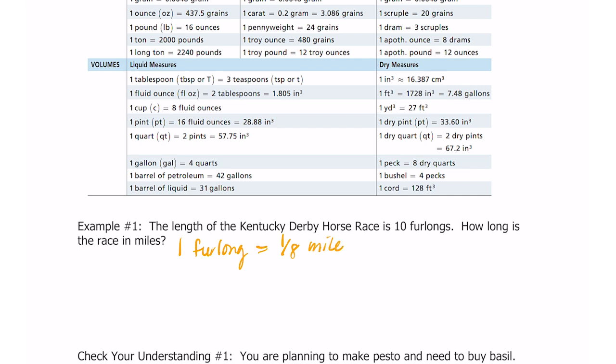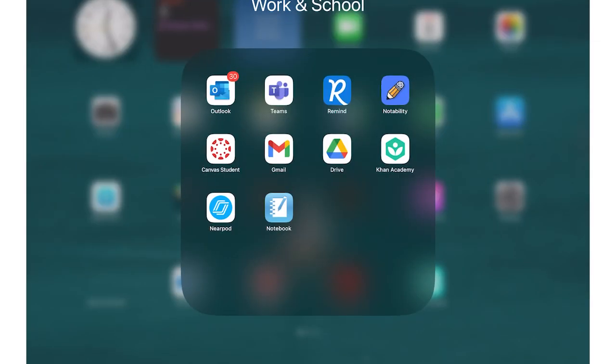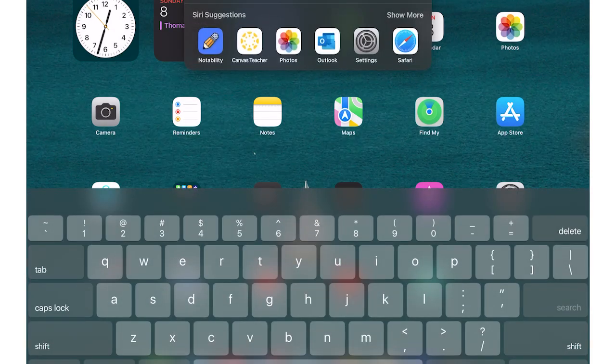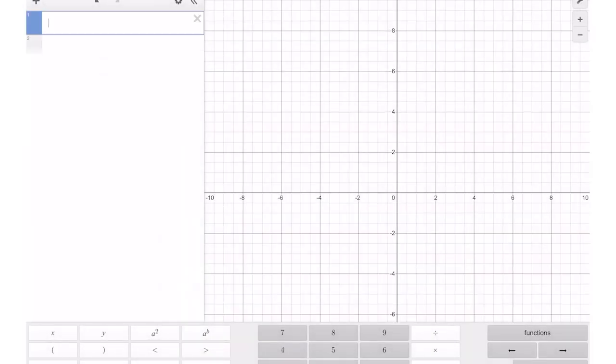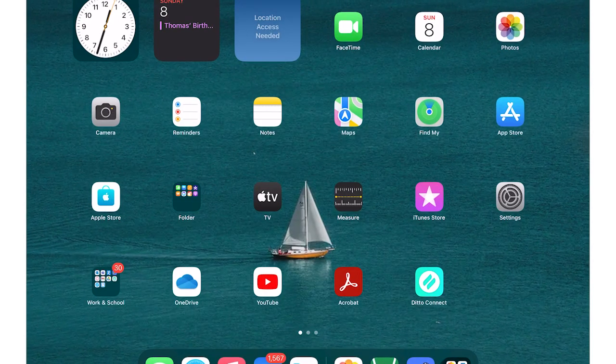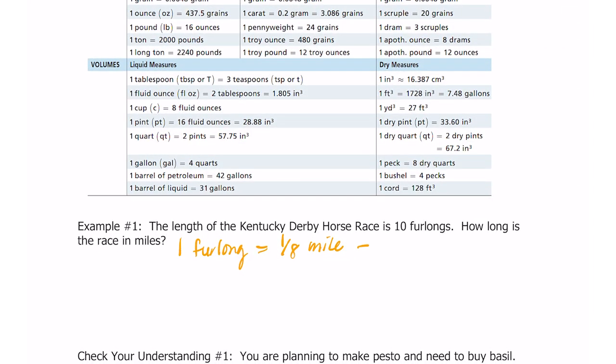And if you don't want to deal with a fraction, that's fine. We can change fractions to decimals, right? So if I just pull up a calculator like Desmos, and I want to change 1/8 to a decimal, I can just do 1 divided by 8, which is 0.125. So that's its decimal equivalent. So we can also say that 1 furlong is equal to 0.125 miles.